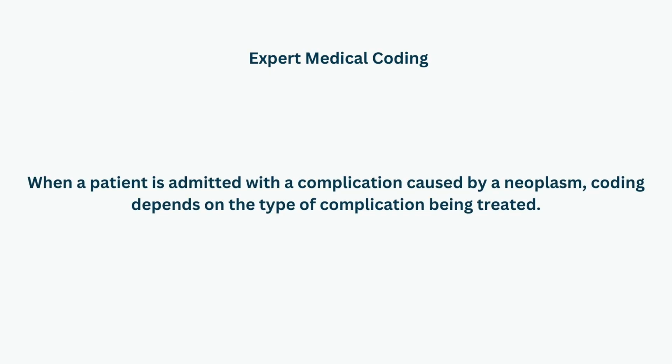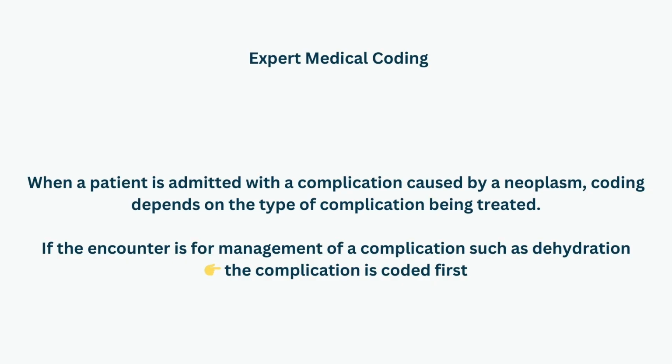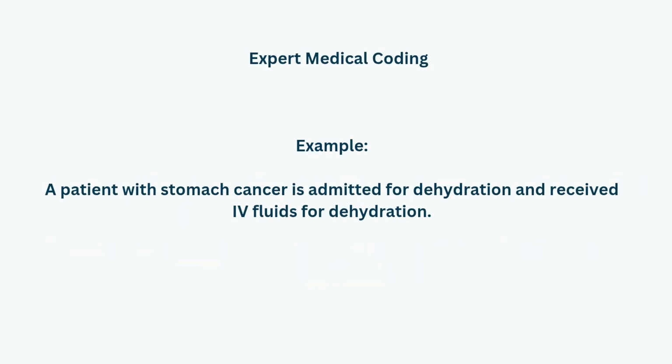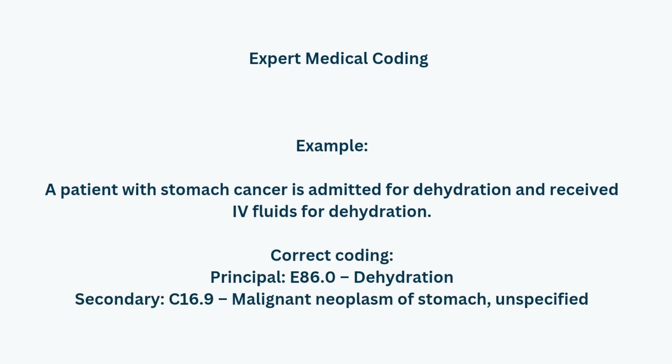So when a patient is admitted with a complication caused by the neoplasm, coding depends on the type of complication being treated. If the encounter is for management of a complication such as dehydration, the complication is coded first. Let us see an example here. A patient with stomach cancer is admitted for dehydration and received IV fluids for dehydration. So the correct coding will be: assign the principal diagnosis as E86.0, dehydration, and then the secondary diagnosis as C16.9, malignant neoplasm of stomach, unspecified.